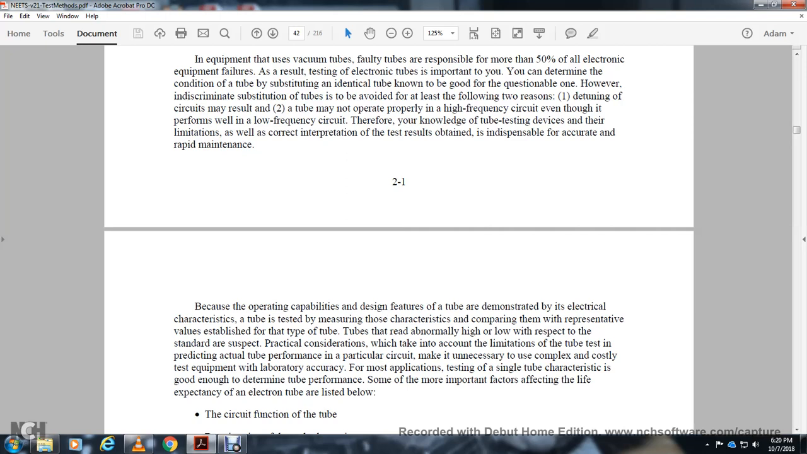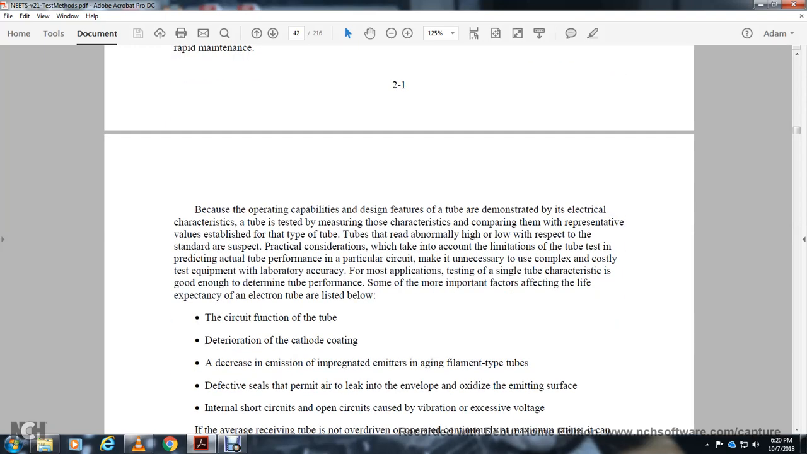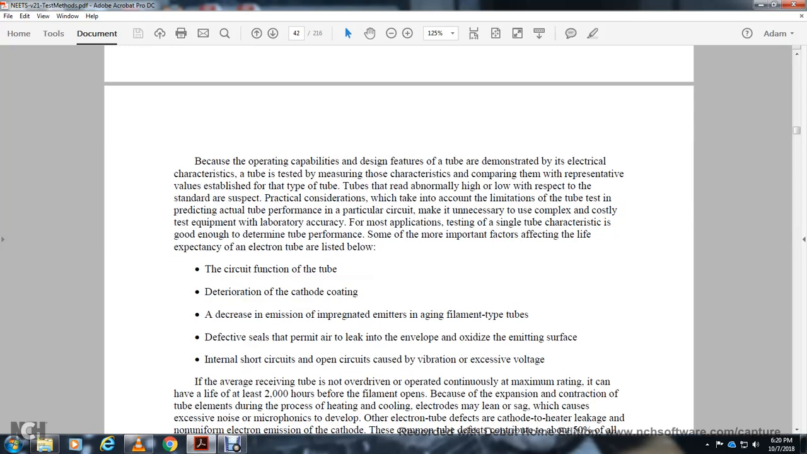Some of the most important factors affecting the life expectancy of the electron tube are listed below: the function of the tube, the deterioration of the cathode coating and decreasing emission, impregnated emitter, aging of the filament, type of the tube, the deflected supply, seal of the envelope, air leaks in the envelope, internal short circuit, and open circuit caused by vibration or excessive voltage.